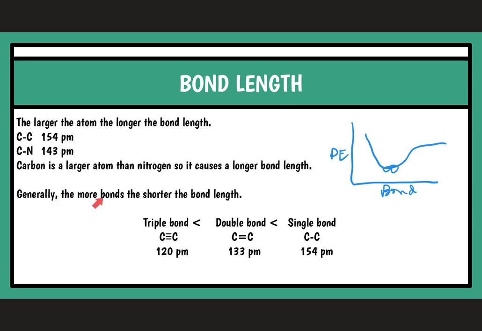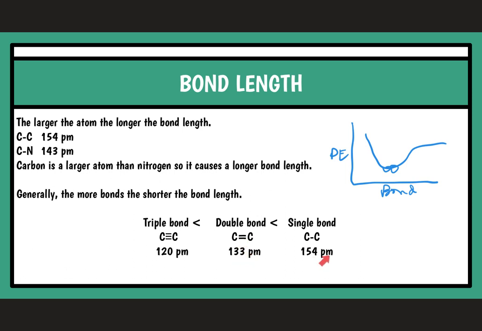Then we also need to know that as we have more bonds, the shorter the bond length is going to be. So in this case, if you have a triple bond, it's going to be the smallest bond, because you have so many electrons pulling the nuclei closer to each other. Then over here we've got a double bond, so that's kind of in the middle, and a single bond would be the longest.